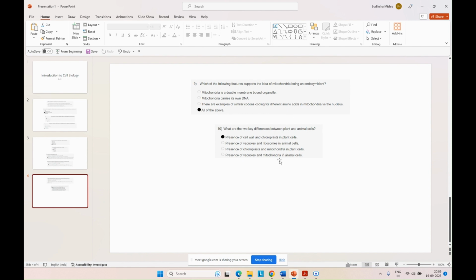What are the two key differences between plant and animal cells? Presence of cell wall and chloroplast in plant cells. True. Vacuoles are also present in plant cells and not in animal cells. Ribosomes are present in both plant and animal cells, and mitochondria are also present in both plant and animal cells.